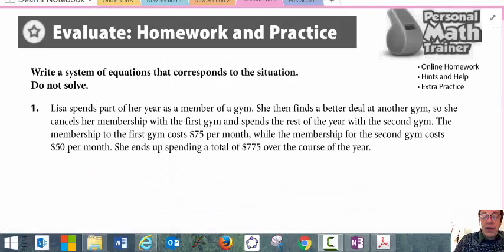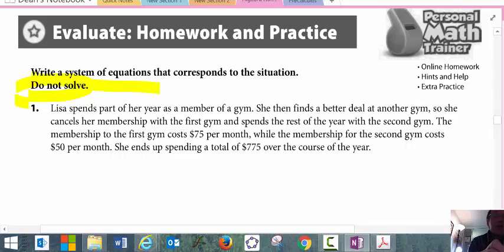Okay, now I'm going to show you a couple of the questions from each of the sections so that you can really get a good idea what's going on here. Please note that on this page, which is page 562, the instructions say right here, do not solve. So all we have to do is write the system of equations. We're just going to write 2 equations.